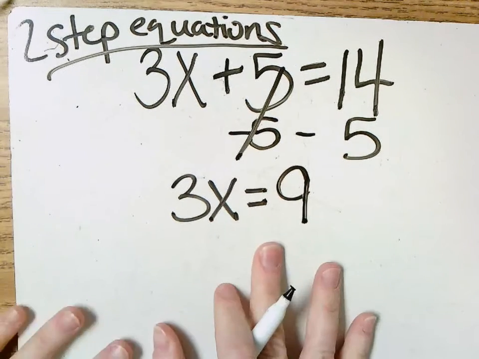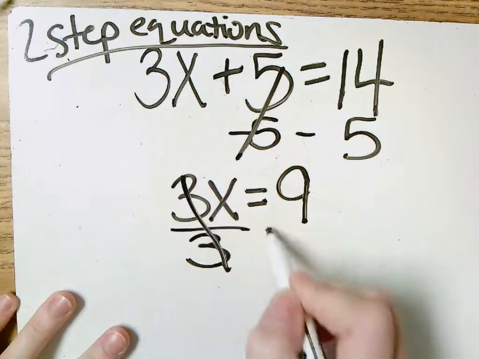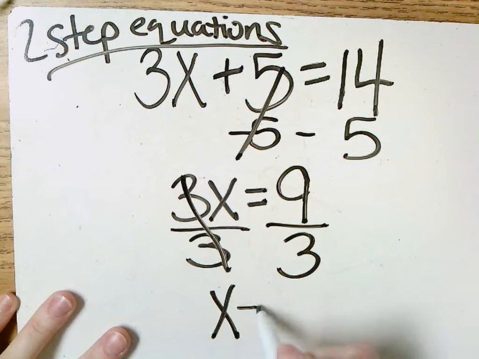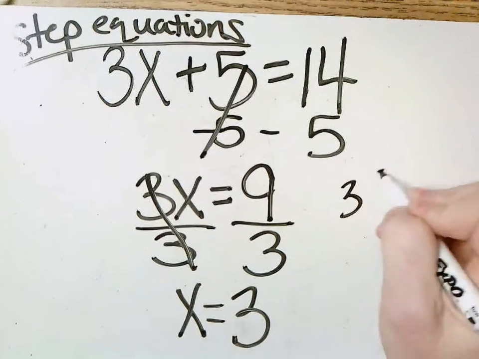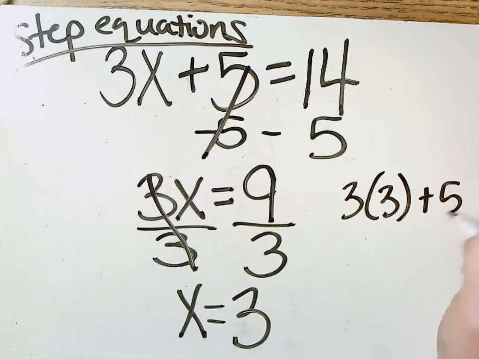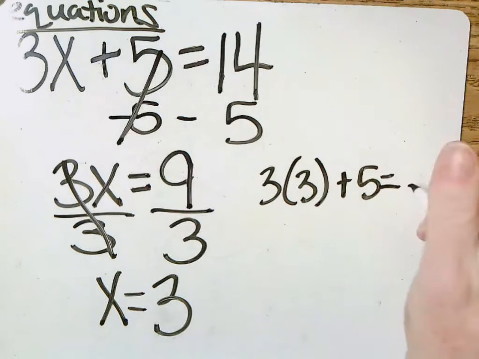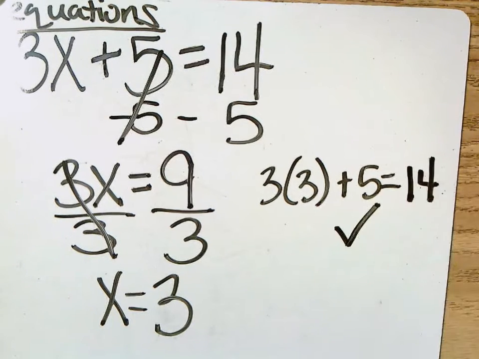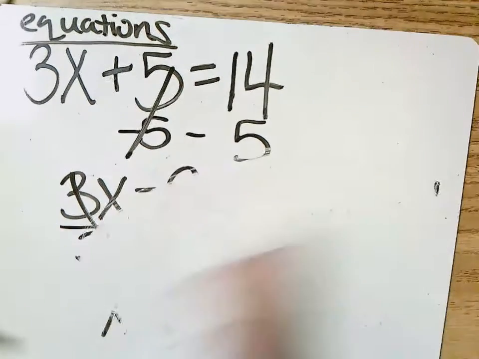And once we get this, then we're looking at what we did last year. So then we would just divide by 3, x equals 3. You always want to plug it back in. So 3 times 3 plus 5. If we follow our order of operations, 3 times 3 is 9, plus 5 is 14. So we are correct. Okay, let's do another example.